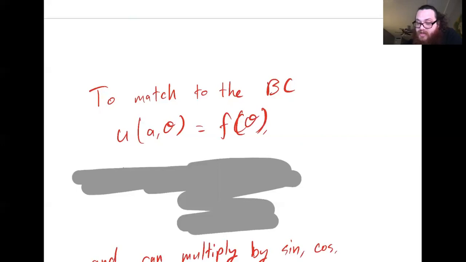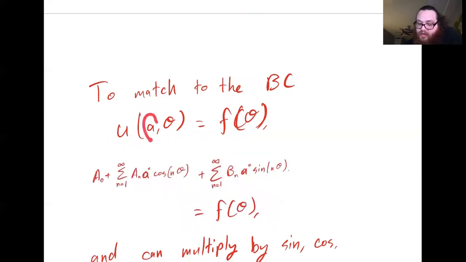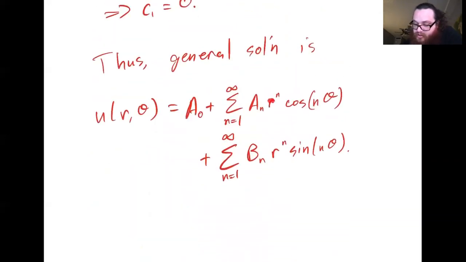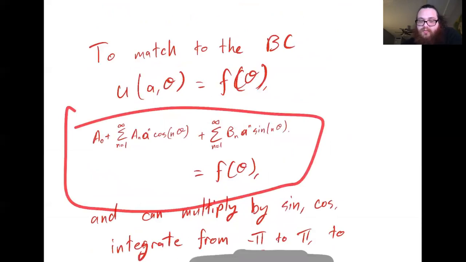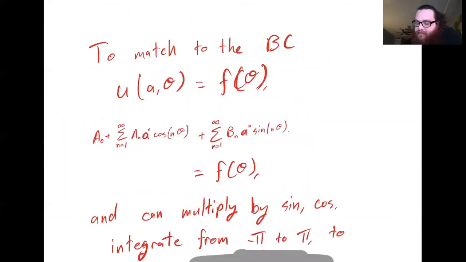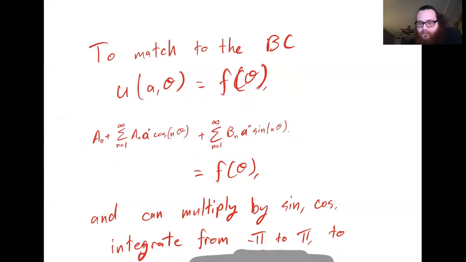If we want to match this boundary condition where u of a comma theta is equal to f of theta, what we're going to do is just plug in r is equal to a. I can scroll back up here. So this is going to be a to the n right there, and then all of this is going to be f of theta. And that's exactly what's written right here. Plug in r equals a, and then the condition is that f of theta has to be written in this way. That's the condition on our boundary condition f of theta.